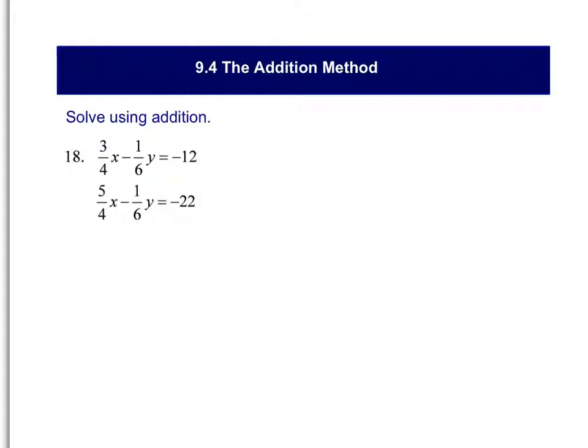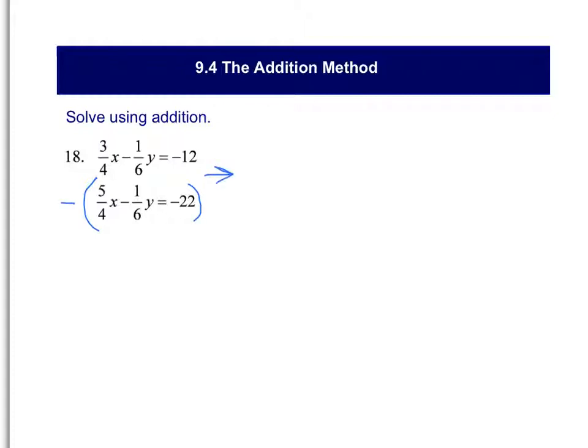Now, if I look at them as they are, we notice that the x's, 3/4 and 5/4, would make an 8/4, so it doesn't reduce. Negative 1/6 and negative 1/6 makes a negative 2/6. However, if I multiply one of the equations by a negative, then I will have opposites.